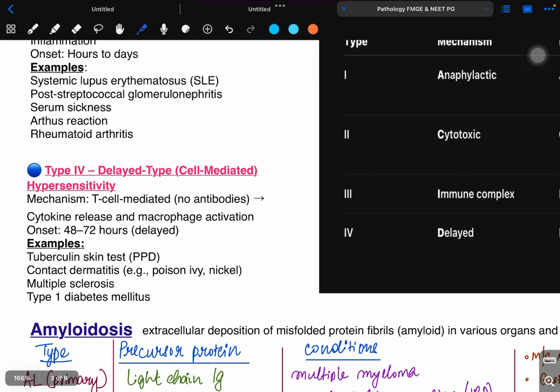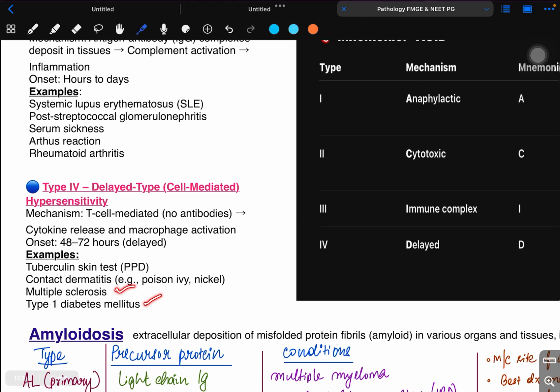Type 4 is delayed type, and it is cell mediated hypersensitivity. Mechanism is T cell mediated. There are no antibodies, so cytokines will be released and activate the macrophage. The onset is 48 to 72 hours. What are the examples? Tuberculin skin test, contact dermatitis, multiple sclerosis, and type 1 diabetes mellitus.